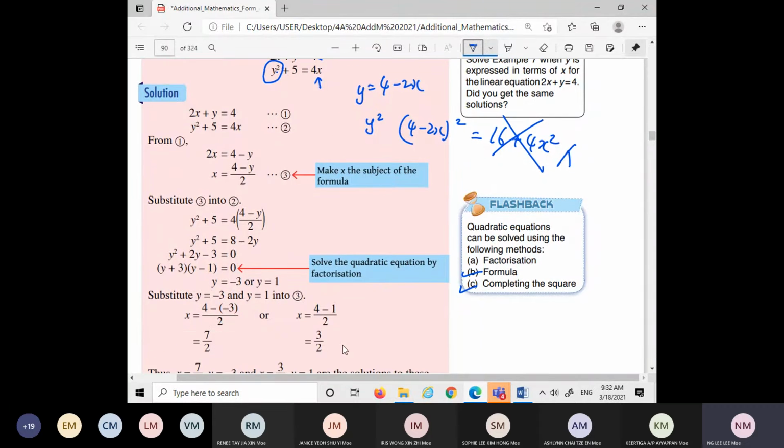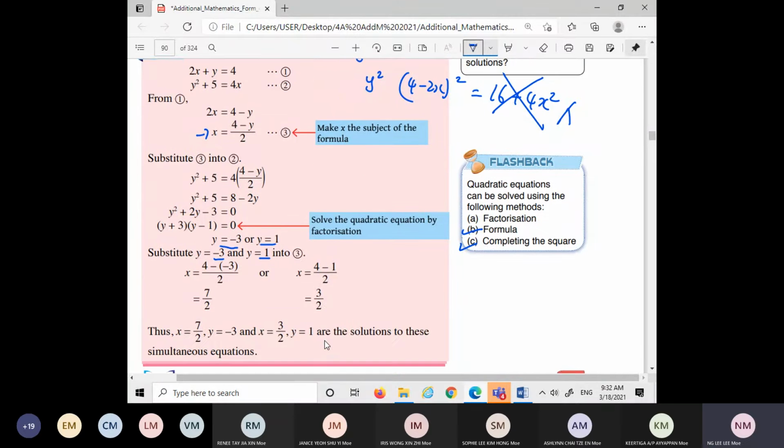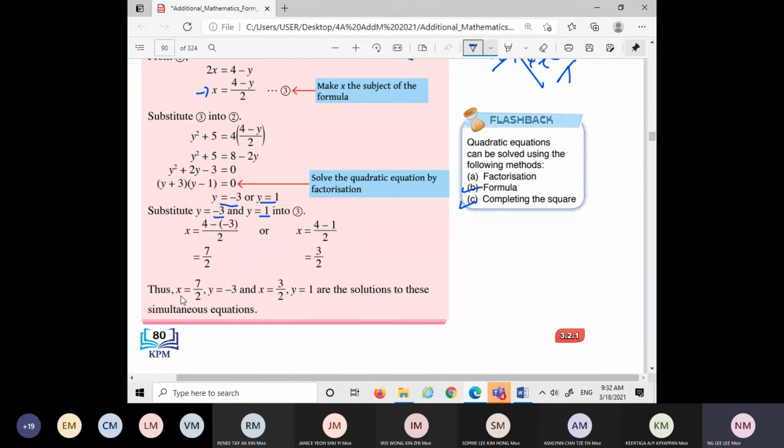Remember, after that, when you get the two values of y, for both values of y you have to substitute back into the third equation to get the corresponding value for x. So when y is -3, x is 7/2. When y is 1, x is 3/2. This is your final answer. x equals 7/2, y equals -3 is one set. x equals 3/2, y equals 1 is another set of the solution.